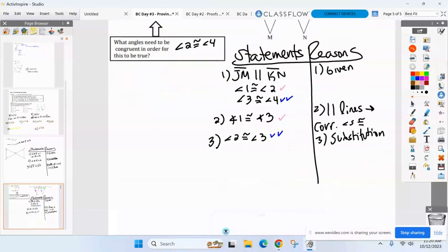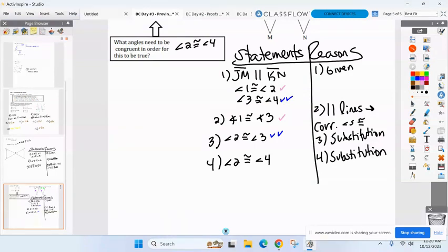What 2 angles do I have congruent now? 3 and 4 equal 2 and 3. That makes 2 and 4. Yep. I just wanted to show everyone again, because this happened a couple times in the last unit, you're going to need 2 substitutions. You can't just wrap it up into 1.